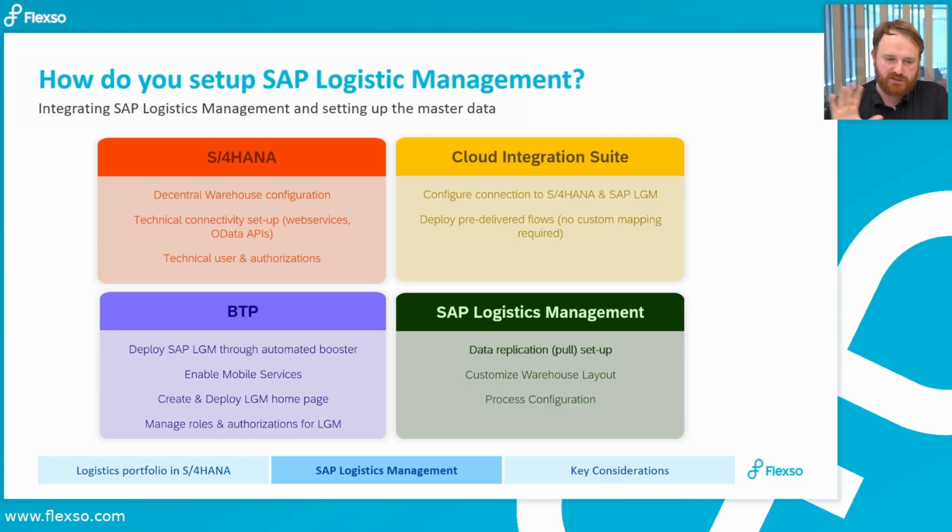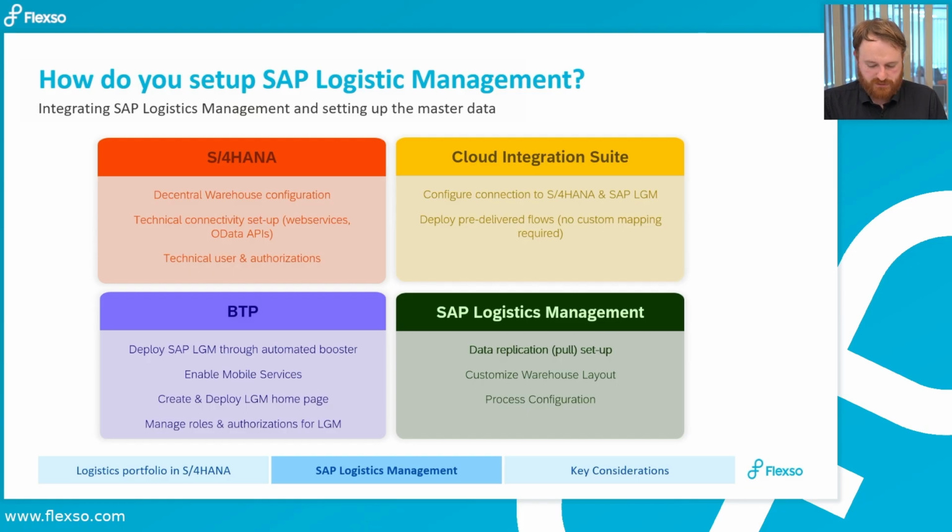Then in logistics management itself, the data replication, which is a pull mechanism, so it pulls the data from S4. You're not pushing data actively from your S4 instance. You need to customize your warehouse layout, and you need to do your process configuration in the tenant.